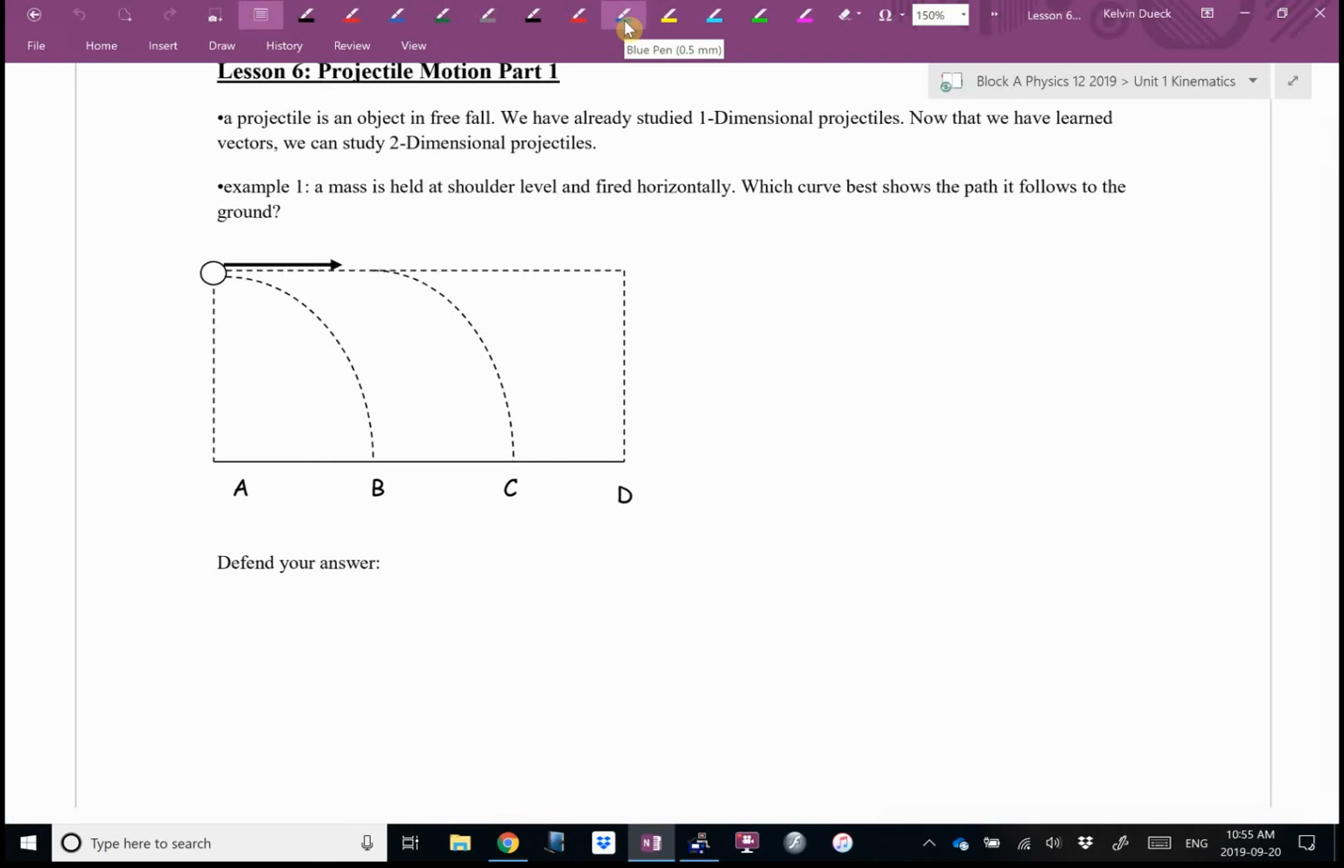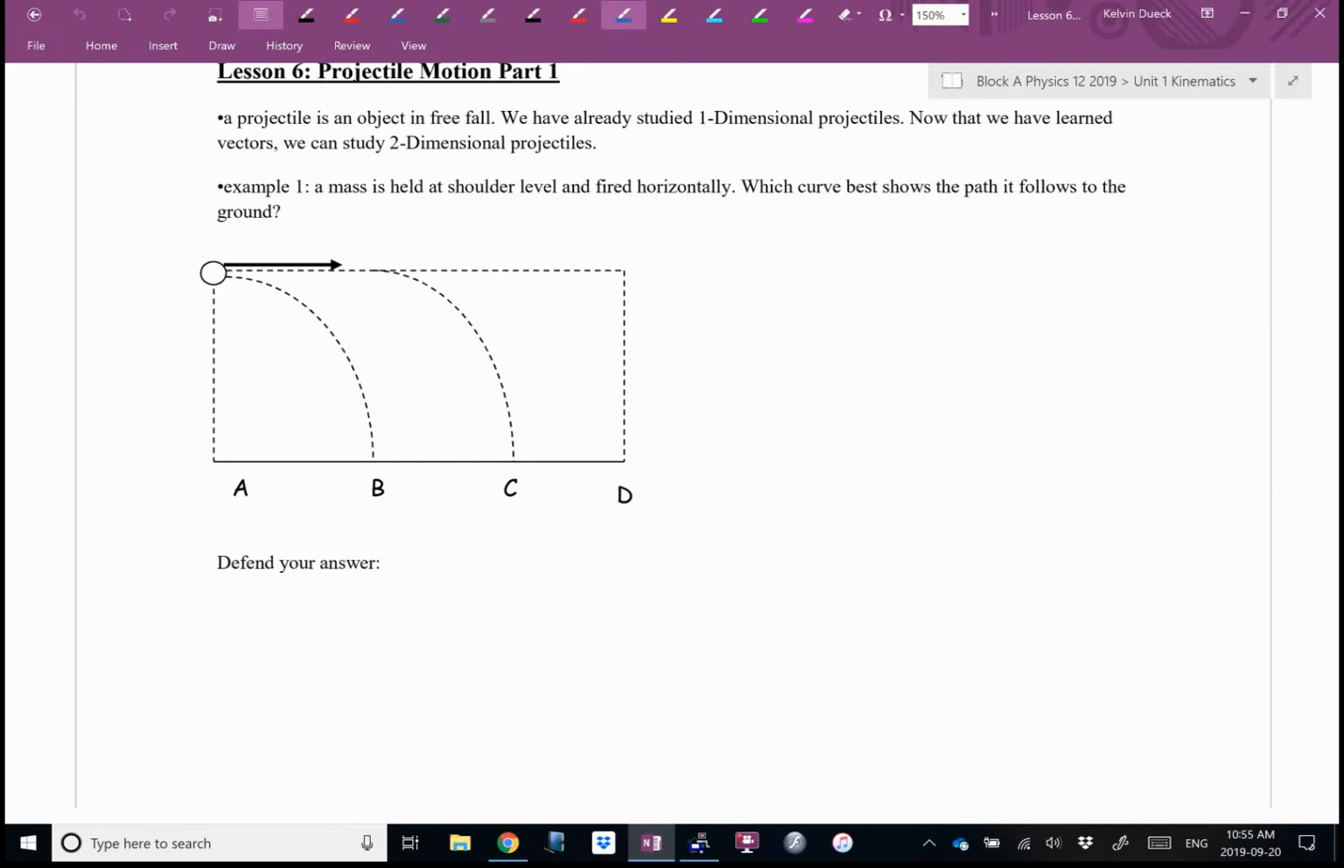Projectile motion part 1. First of all, we need to define what a projectile is. A projectile is any object in free fall. We're going to ignore air resistance because air resistance is yucky, so we will assume that we're always falling in a vacuum. We looked in Physics 11 at one-dimensional projectiles, but now that we've learned a little vectors and done a little trig review, we can handle two-dimensional projectiles.